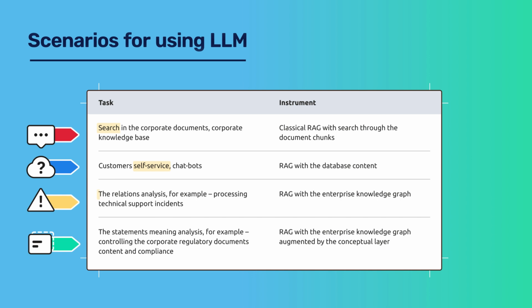The tasks of analyzing object relationships, such as processing technical support incidents, are better solved with RAG using a knowledge graph. In tasks where it is necessary to analyze the meaning of statements, for example, to control the content of corporate documents and automate the compliance, the knowledge graph is supplemented by a conceptual layer. The latest, most mature version of RAG can be used to solve any data processing tasks using LLM. This will improve the quality of the results obtained.